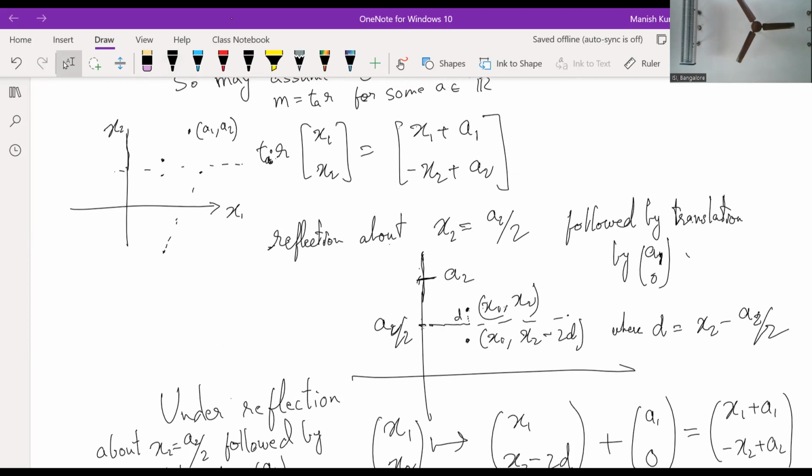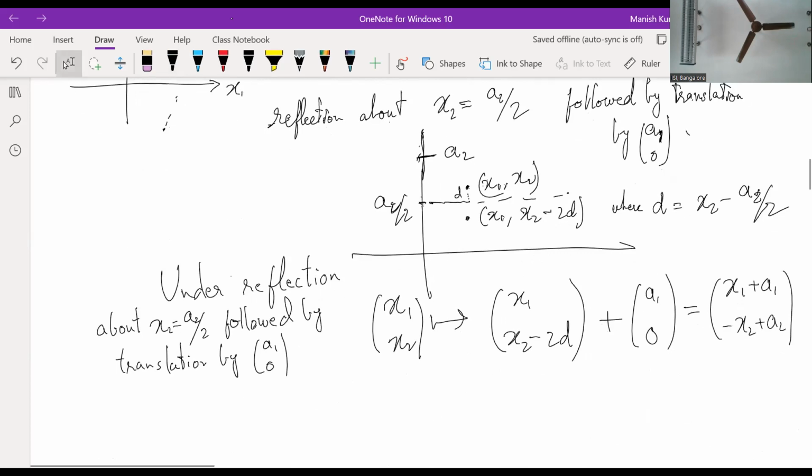So we are reflecting along this line x2 equals a2 over 2, and adding a vector which is parallel to it. (a1, 0) is a vector parallel to it. We are adding a vector parallel to the line. So it is a glide reflection.